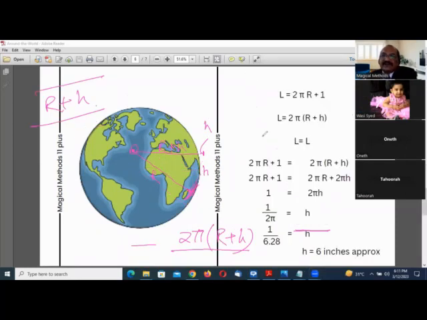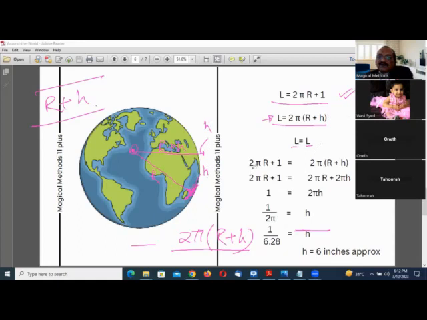Now you can see here, the length of the rope is 2 pi r plus 1. Another way of measuring the length of the rope is 2 pi times (r plus h). But both lengths of the rope are the same. We have two methods of finding the length of the rope. One method says the length of the rope is 1 yard too long, and from the circumference part, we find that L is 2 pi times (r plus h). So L and L are both the same.